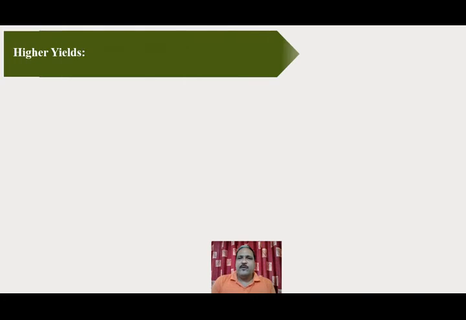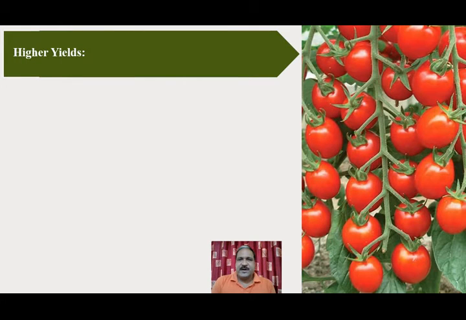The next scope of plant tissue culture is higher yields. Tissue culture plants have increased branching and flowering, greater vigor and higher yield because the explants are selected from the varieties that show all the better characters.